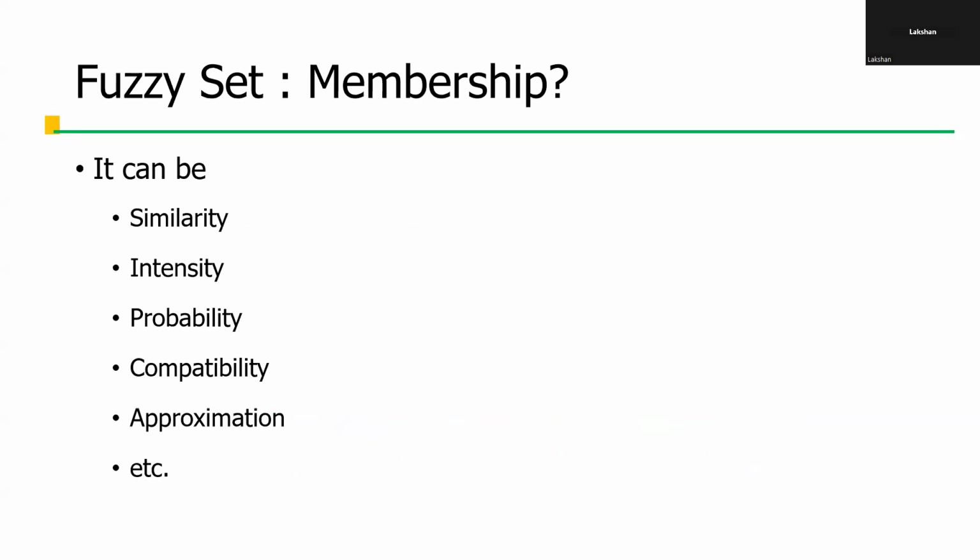So in the last two fuzzy sets, we have used two definitions to select the membership. But here we have listed a few of them: similarity, intensity, probability, compatibility, or approximation. Here we can say the distance as well, distance from the mean, likewise for the membership.